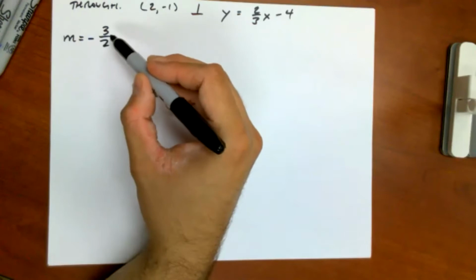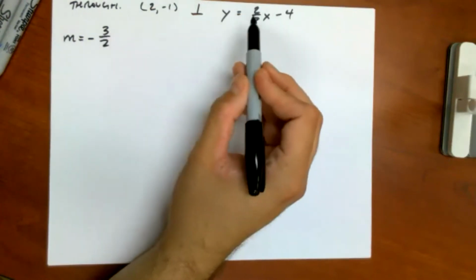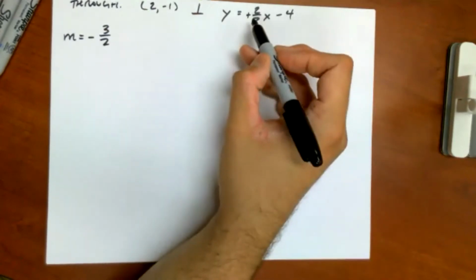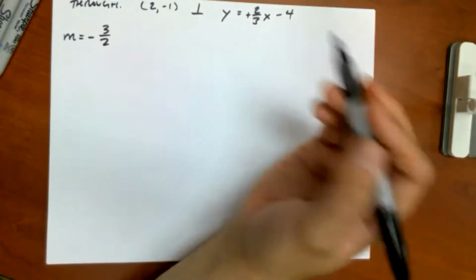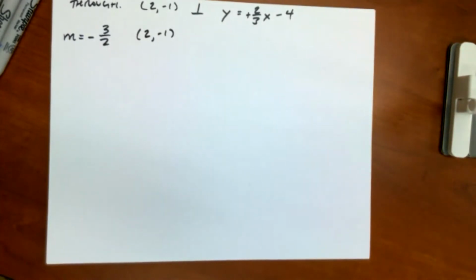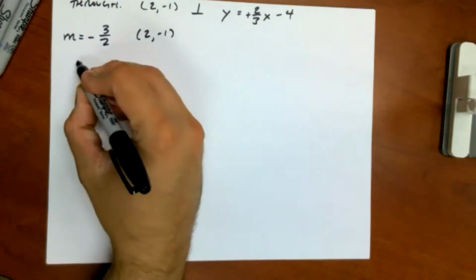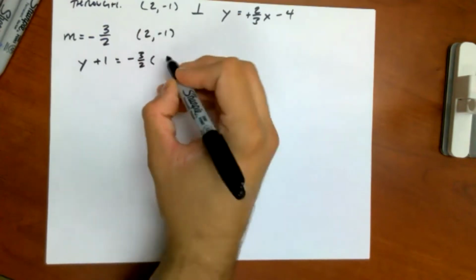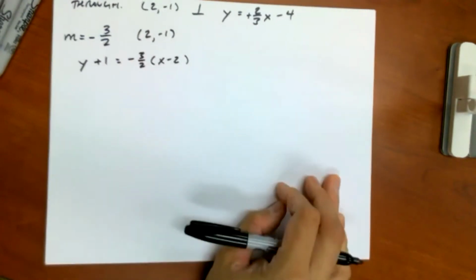Notice you flip it. So instead of 2/3, it becomes 3/2. And you change the sign. Instead of a positive here, which we don't write, it turns negative. And we know we go through 2, negative 1. So then it turns into stuff we did from 2.3. Okay? So let's do that. So we get y plus 1 equals negative 3/2 times x minus 2, right?